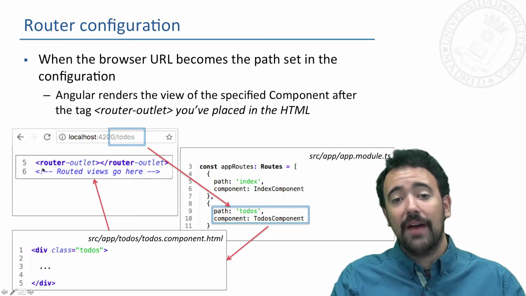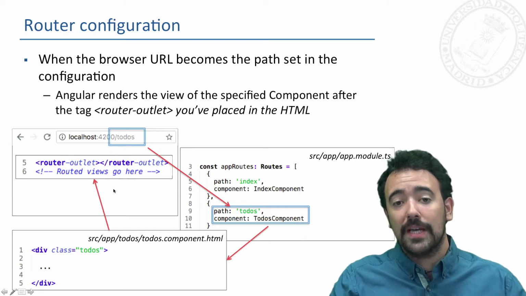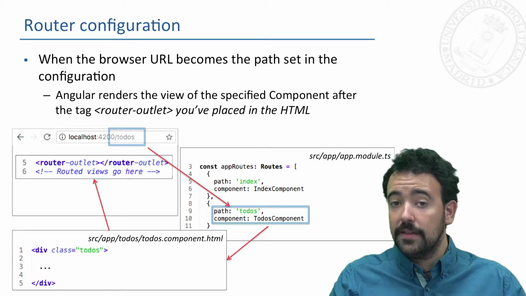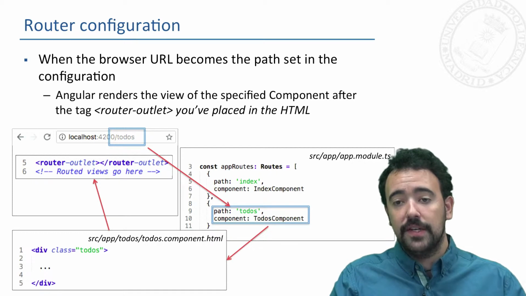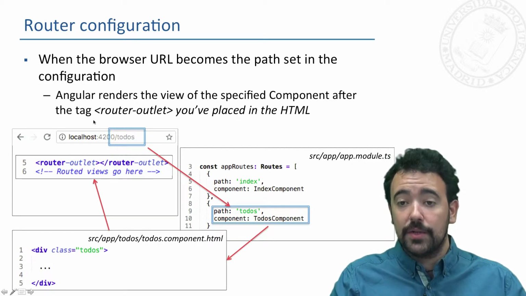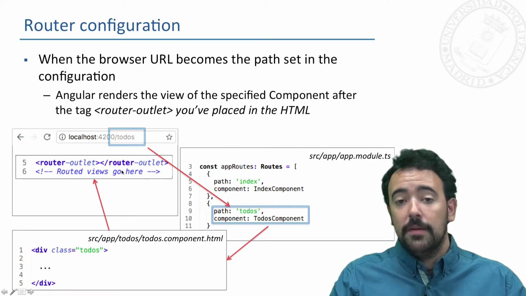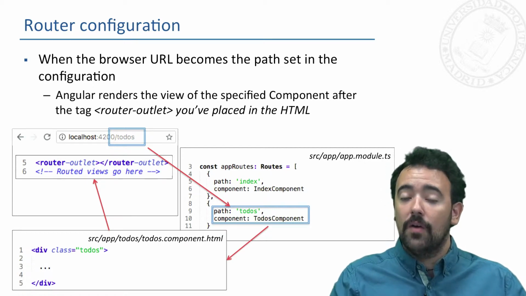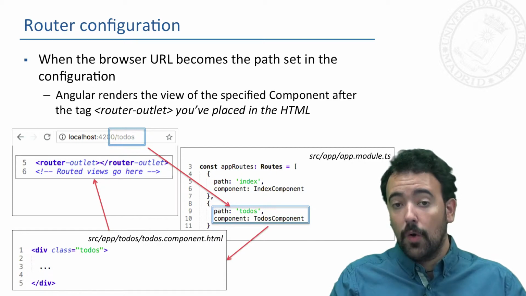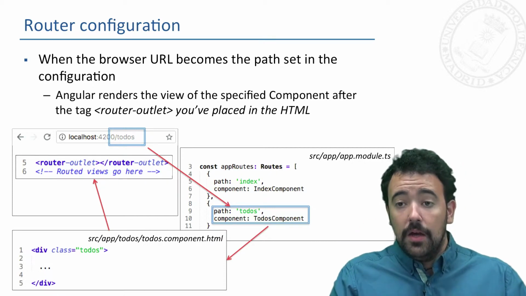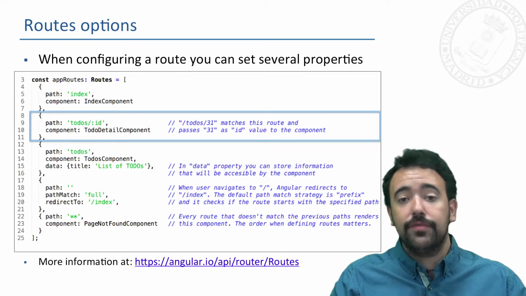As you can see here, we have defined in the HTML this tag, router outlet. And what Angular will do is to put the specific template of the component after this tag. So it's very important to include this router outlet tag in the HTML, because Angular will always render its component template after this tag.